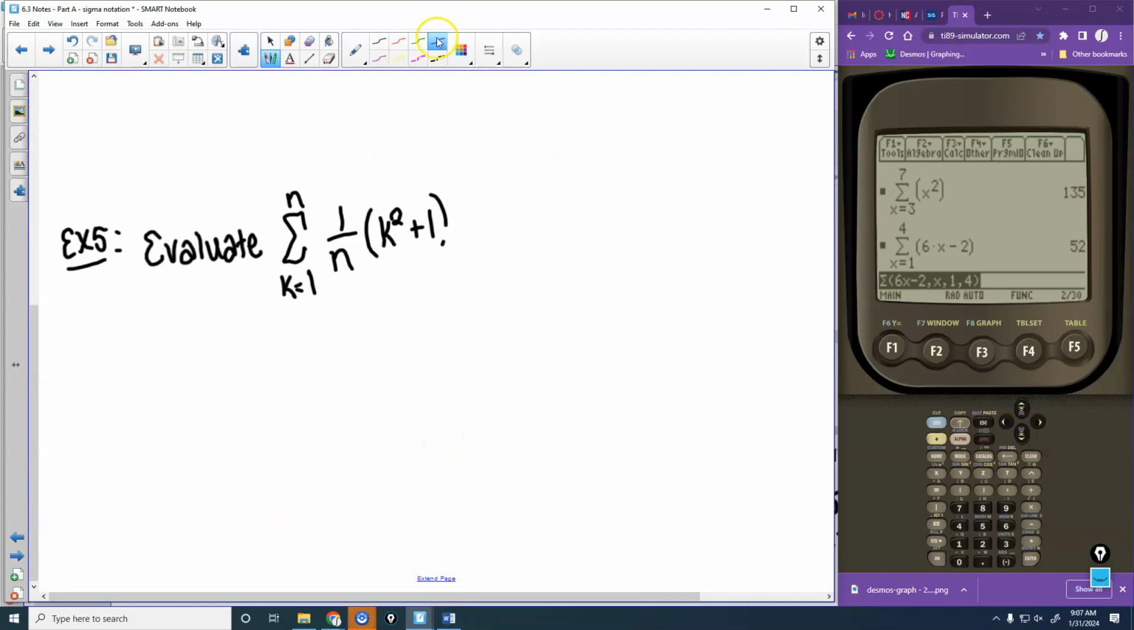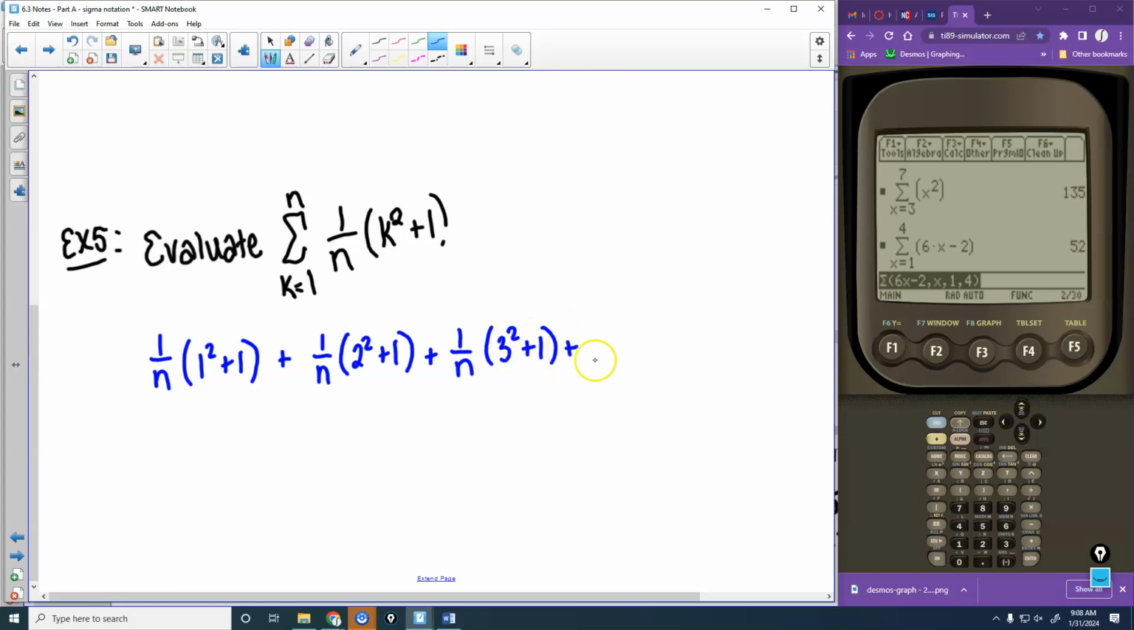Okay, let's look at number 5. We are going to go from k equals 1 to n of 1 over n times k squared plus 1. Yeah, squared. All right, so if we think about doing this problem, I'm going to have 1 over n times 1 squared plus 1, and then I'll have 1 over n times 2 squared plus 1, plus 1 over n times 3 squared plus 1, plus, and then I'm going to keep doing this, and I really don't know what n is, right? But I know that I will end with 1 over n times n squared plus 1.